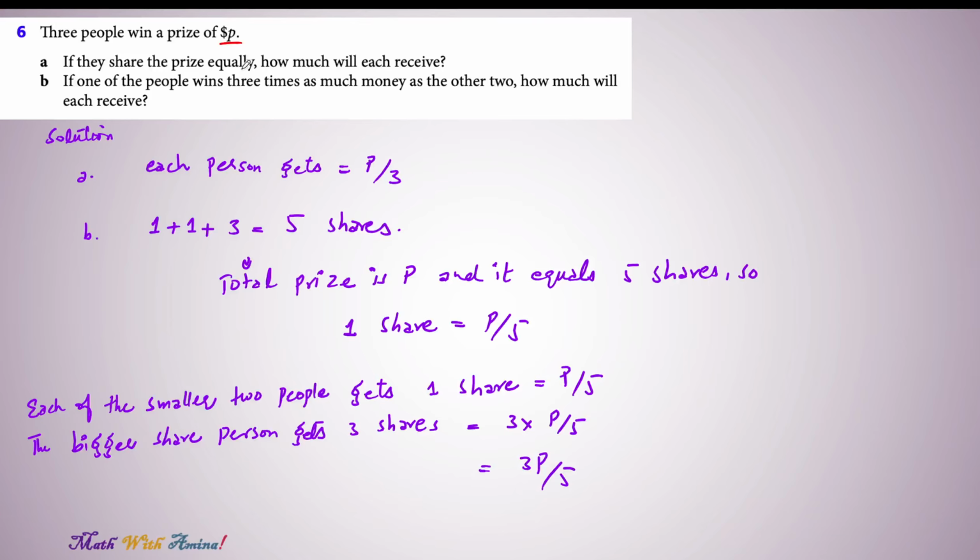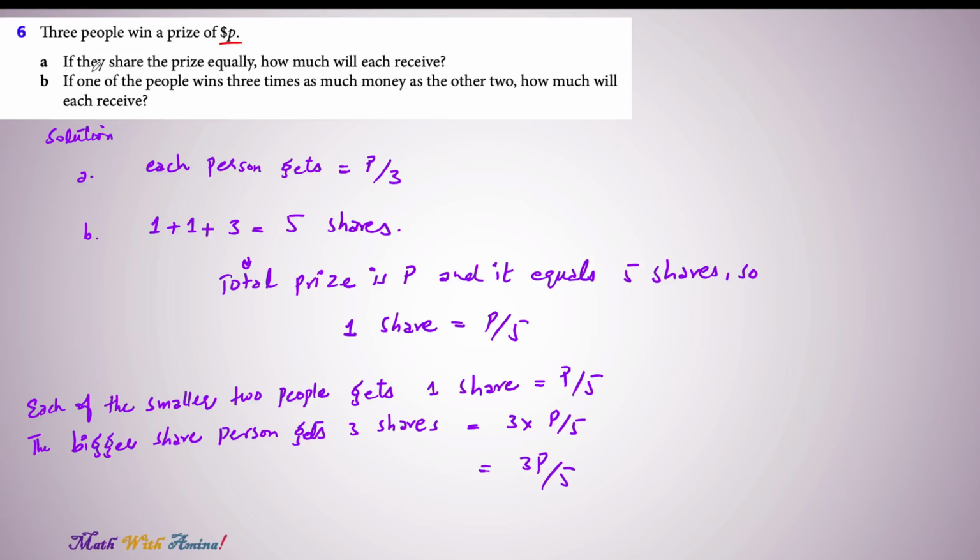So you have to keep in mind that the total price is not given as a number. Instead, it is represented by the letter P, which is a variable for the unknown number. This means P can stand for any amount of money. So our job when solving this question is to express how much each person receives using algebra.